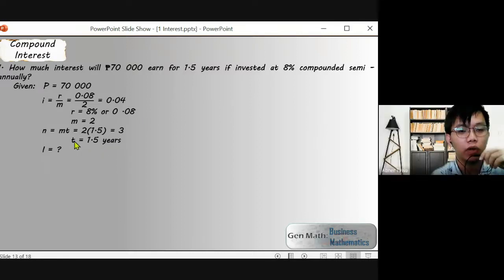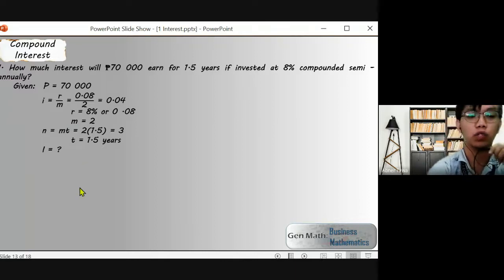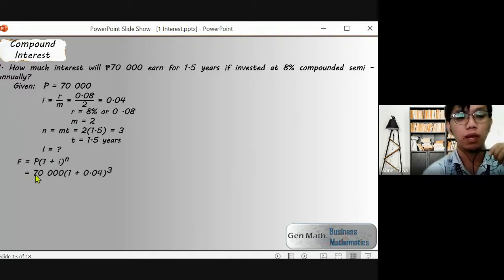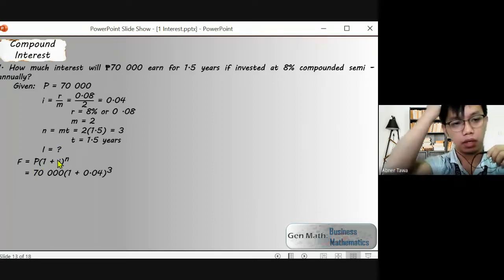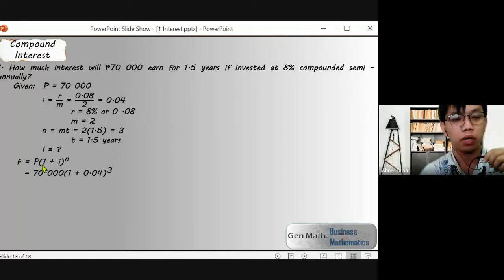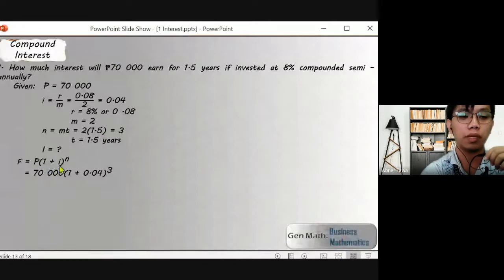Okay, so we already identified the I and N based on the given. Now we can proceed to solving the value of F, or future value, using the formula F equals P. This is the formula we have recently discussed in the previous slide, that is F equals P multiplied by the quantity 1 plus I raised to N.